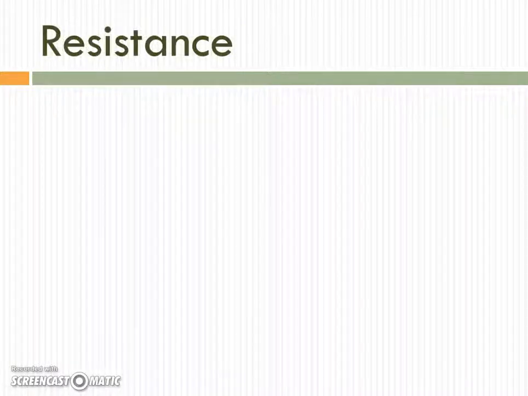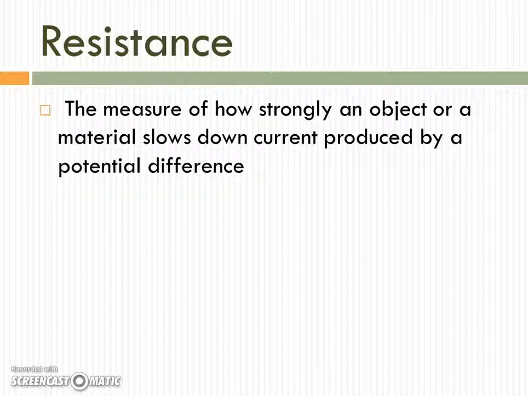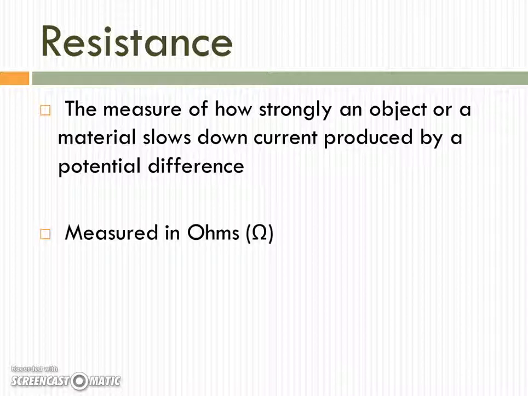So moving on and talking about resistance, it's the measure of how strongly an object or a material slows down current that's produced by a potential difference. So it's how much it's slowing down the flow of charge. Resistance is measured in ohms. It's the Greek letter omega.